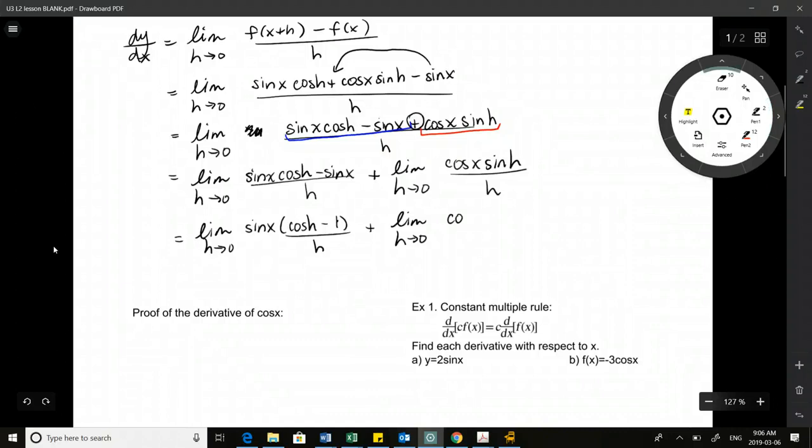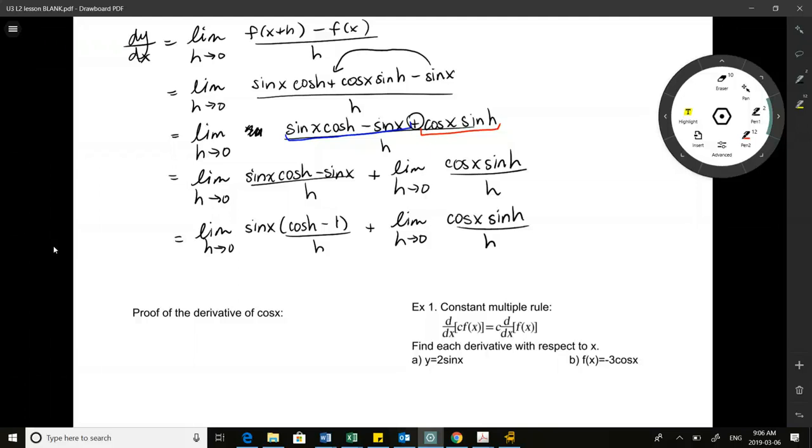Sorry, actually, I'll just rewrite that part. Cos x. Okay, so when I do my limit, I'm actually only interested in the parts of the function that have h, because I'm looking for where the limit of those specific functions has h approaching 0.